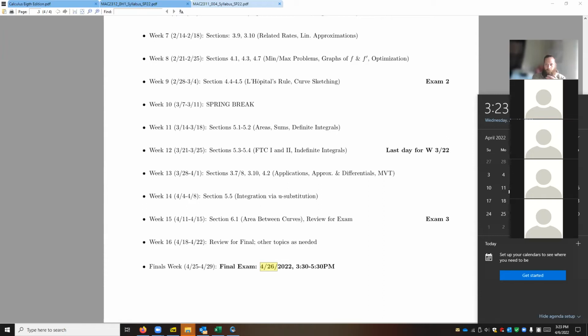And then if we follow our normal trend of giving you a full week to prepare between the last bit of new material on a midterm and the midterm itself, that would mean exam 3 is on the 22nd, which would be our last day of class.